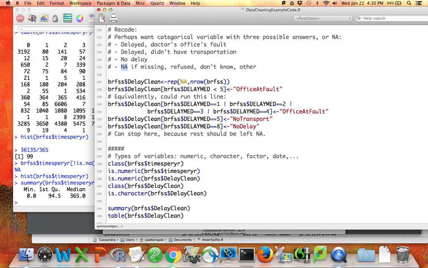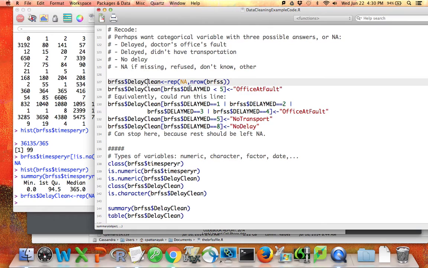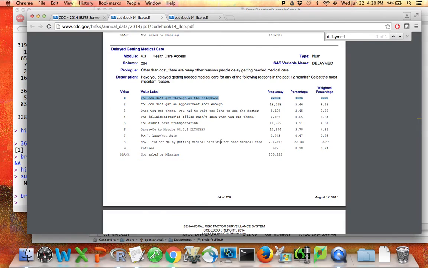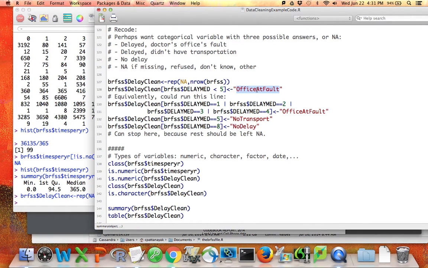So the process is similar. I'm first going to create a variable in my data set called delay clean that consists of NA lots and lots of times. And then I'm going to start to fill in parts of it. So I'm going to make this delay clean variable where the original delay variable was less than 5, set that equal to office at fault. Because if I look back at the code book, the first 4 reasons listed here all imply that it was the doctor's fault that I wasn't able to get to my appointment. So I'm going to group those all together and say office at fault.